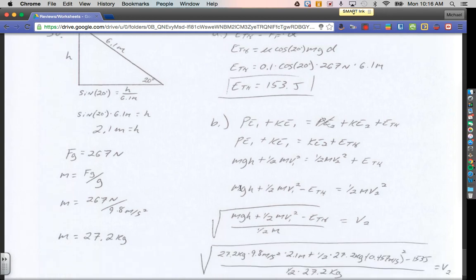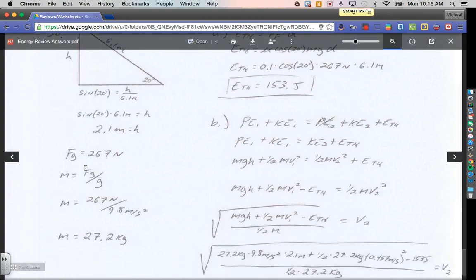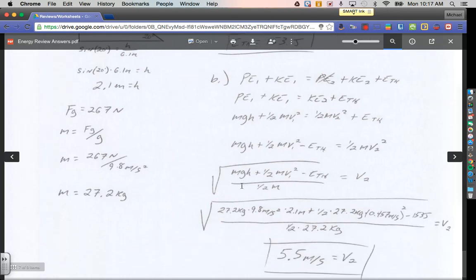Also, I don't have the mass of the little girl. Well, force of gravity is 267 newtons. That's her weight. And that equals mg. So I just divide by g, which is 9.8, which I did right here. You can see me plug in the numbers there, and I get that the little girl's mass is 27.2 kilograms. Now I have all the numbers I need.